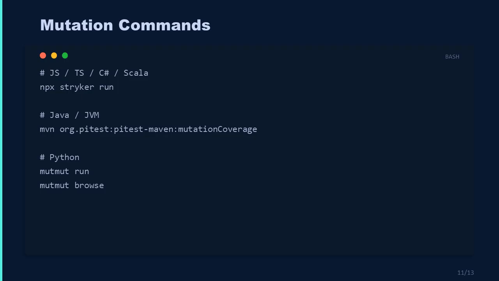Mutation testing is the quality check for your tests. Stryker works across JavaScript, TypeScript, C#, and Scala. PIT, also called PITest, is widely used for Java and JVM projects. Mutmut is useful for Python with PyTest. Start on changed or risky modules, not the entire repo.